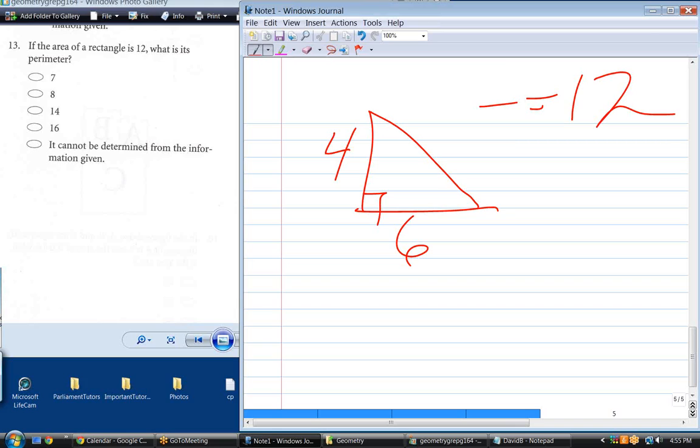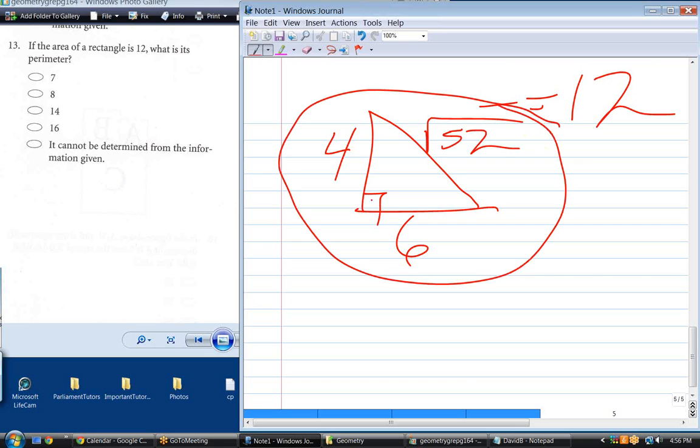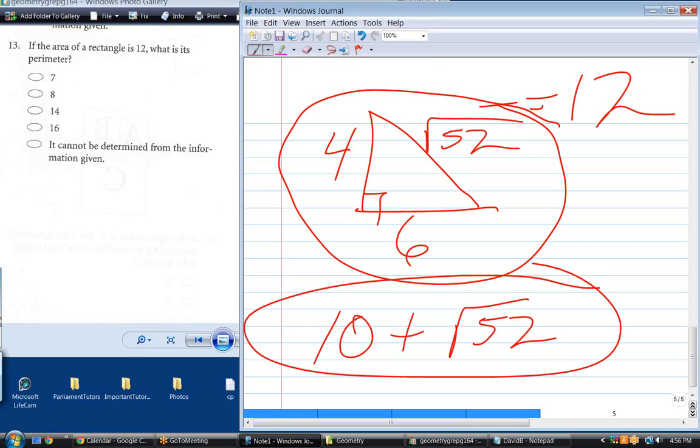Yeah. Okay, so if I do that, this thing has to be what? Square root of what? That would have to be the square root of 16 and 36. 52. Yeah. Okay, so there's a triangle that works. In other words, there's a triangle whose area is 12, and the perimeter is 10 plus root 52. Well, that answer's not on there.